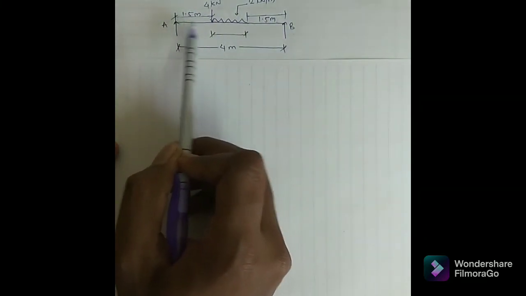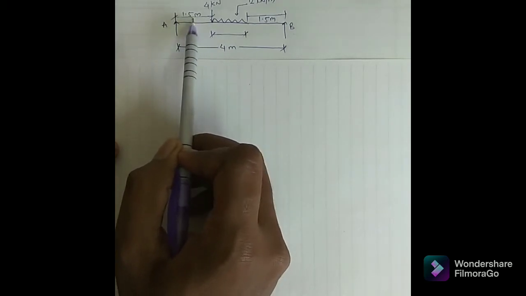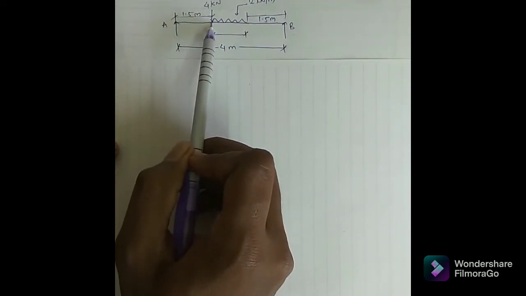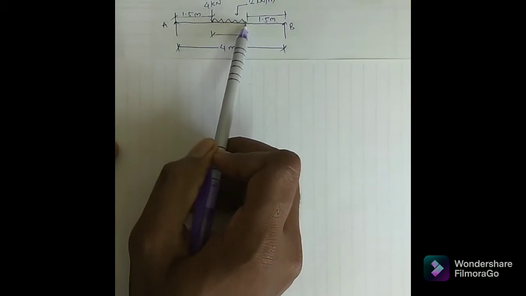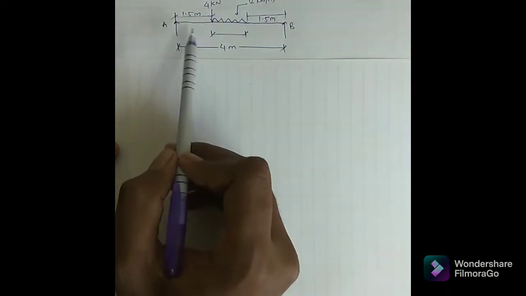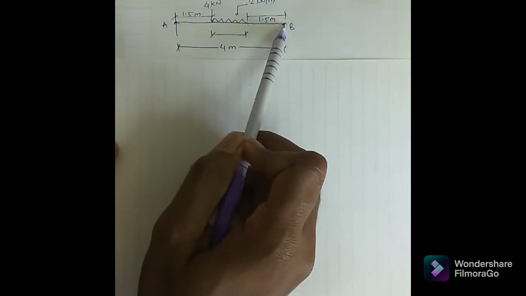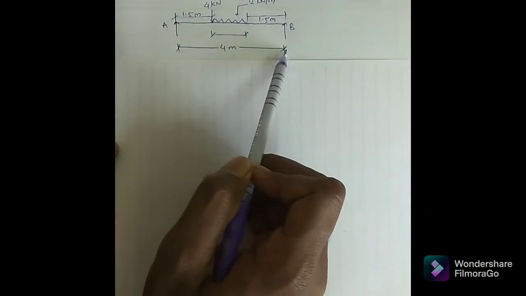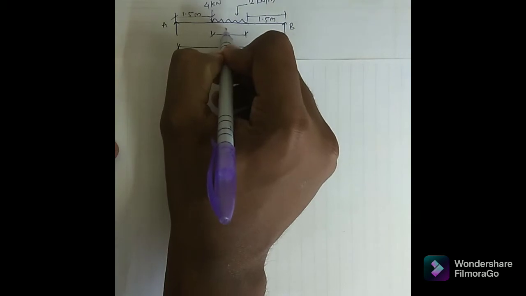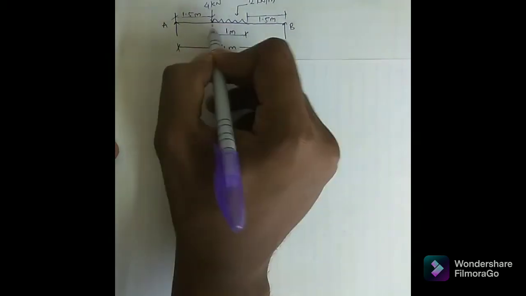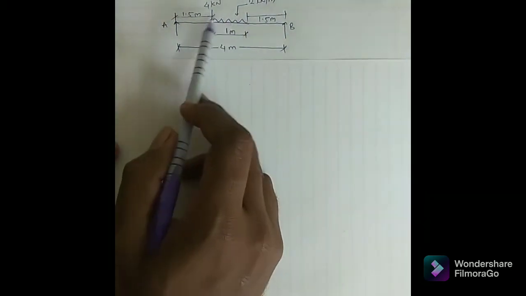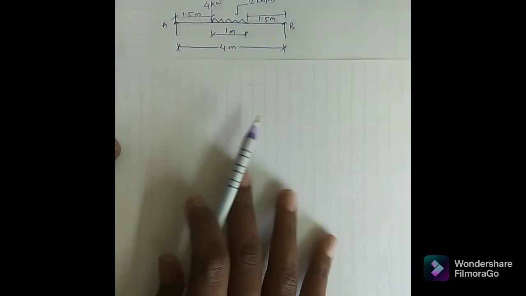From end A at a distance of 1.5 meter, a point load is acting, then one UDL is acting. Okay, so this distance is given as 1.5 meter, this distance is given as 1.5 meter, and total distance is 4 meters. So we can say that UDL is acting on a distance of 1 meter.